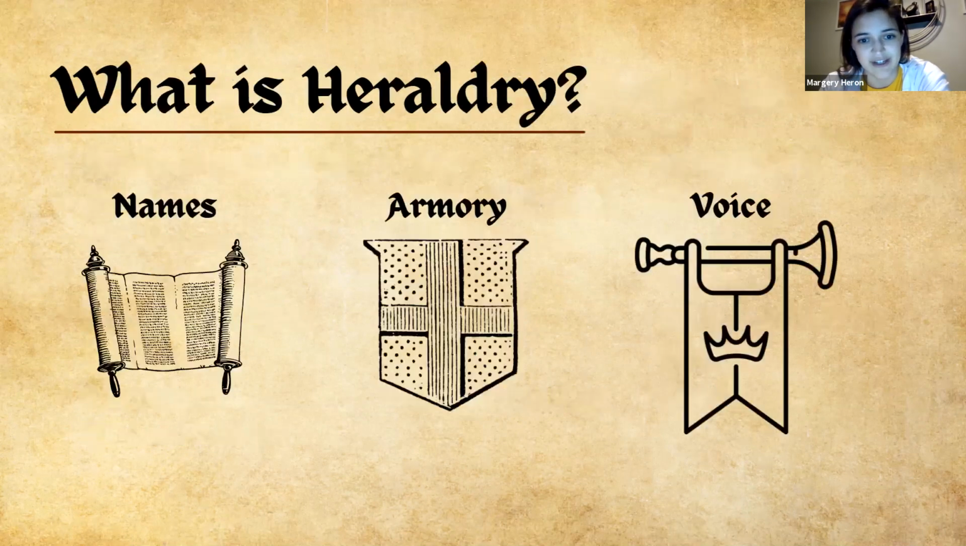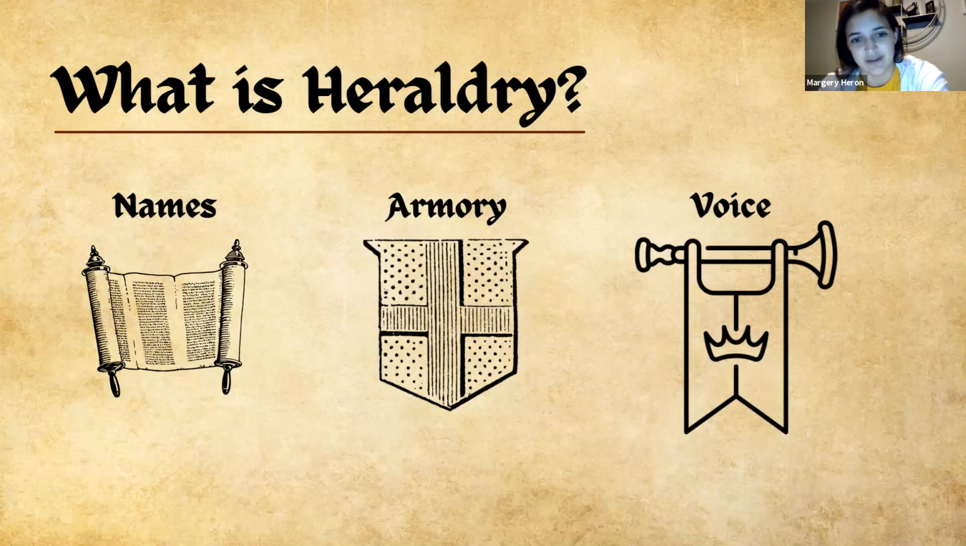So moving on to heraldry, which is a bit of a thicker topic. There's three main areas of it. There's your name, your armory, and there's voice heraldry. So your name, of course, is what you're called. So for example, my name is Margery Heron. That's not my real name. It's just a name that I picked that could have existed in period. My real name is Katie Gilroy, but I don't go by that in the SCA.